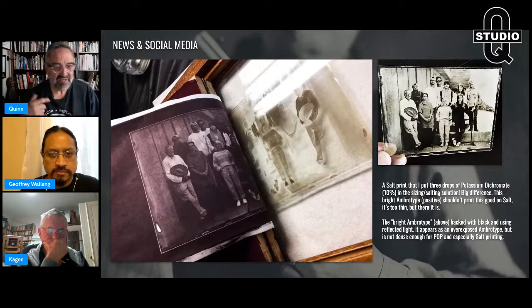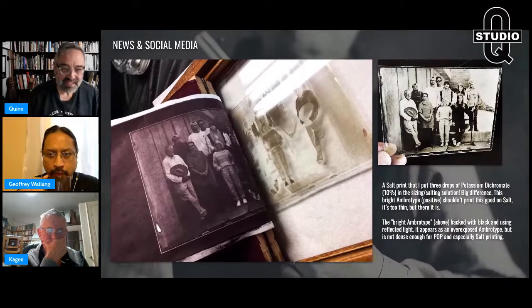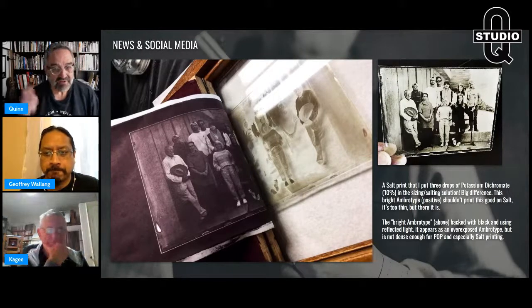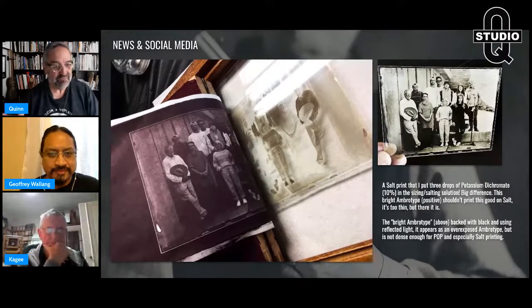I think Alex was with me. Alex is the professor holding the hat there. He teaches, I think he was the head of photography up there. But I added three drops of potassium dichromate, a 10% solution, to the salting solution for this. Big difference. This is a bright ambrotype, as you can see, and it shouldn't print this well on salt, but it did. It really printed nicely.